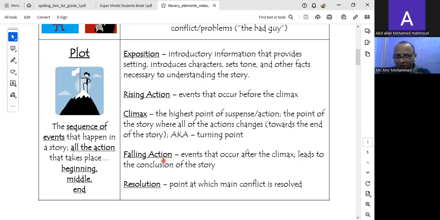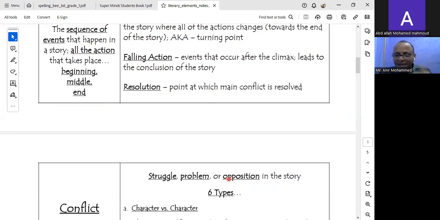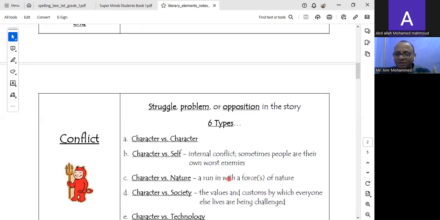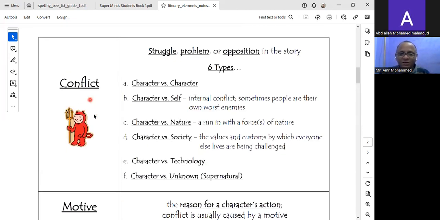What is the falling action? It stands for the events that occur after the climax and lead to the conclusion of the story, leading to the solution for the climax, for the problem, for the turning point. And the resolution is the point at which the main conflict is resolved. The main conflict ends. What is the conflict? It's the struggle, problem or opposition in the story.